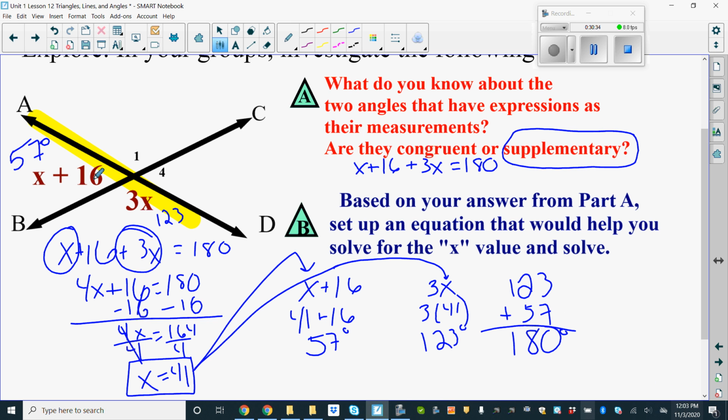Perfect. So now if we know this angle is 123, we know angle 1 is 123 because those are equal and vertical to each other. And if we know this is 57 degrees, we know 4 is 57 degrees, since those are vertical and equal to each other.